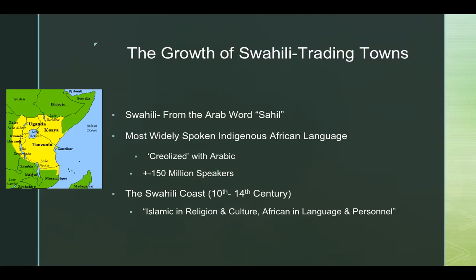Okay, so there's this mixing of communities that results in a place that is distinctly Islamic in religion and culture, but African in language and personnel. And that's a quote from a book by Kevin Shillington. But I would still argue that the culture is a hybrid of both, right? That is the way in which the Swahili trading towns grow and establish this very distinct culture as well.